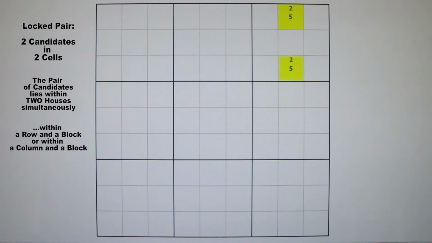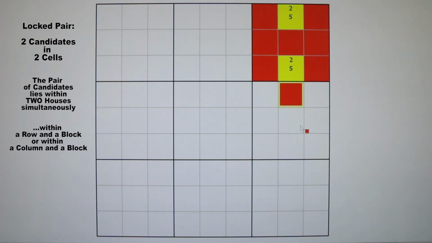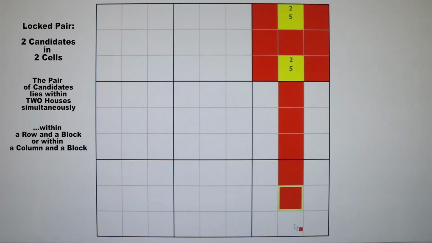And again, we have a 2 and a 5 over here in column 8, and they lie in block 3 as well. So that means there can be no other candidate 2 or no other candidate 5 in any one of those red cells. I hope that's clear. So now let's take a look at some examples in some real puzzles of all 3 types of pairs: naked, hidden, and locked.